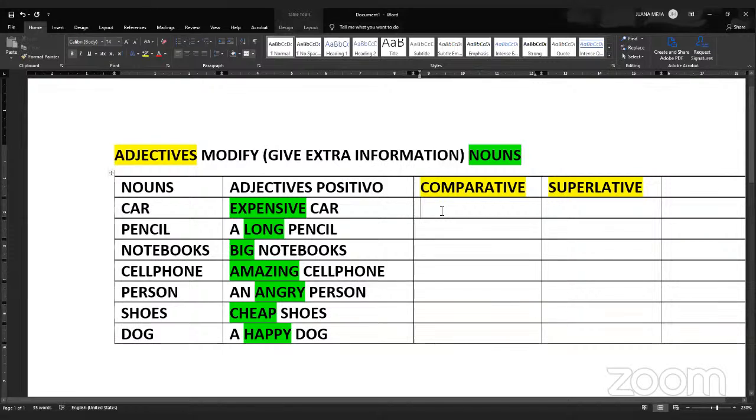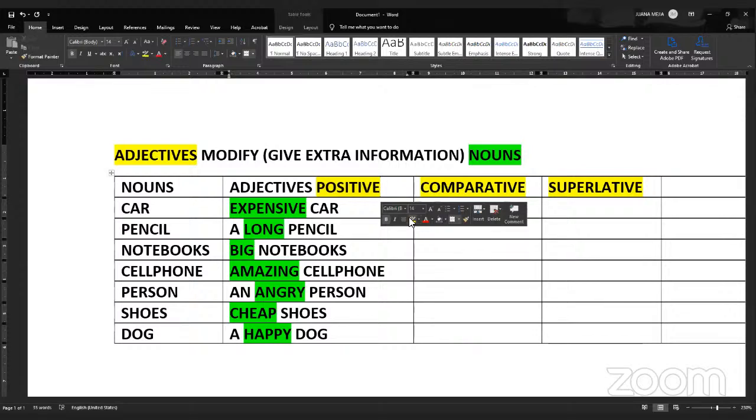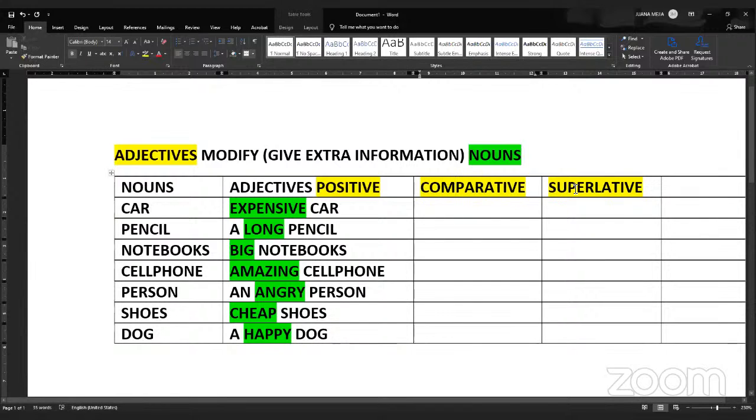An adjective has three different degrees. Degree number 1, positive. Degree number 2, comparative. And degree number 3, superlative. I repeat, adjectives have three different degrees: positive, comparative, and superlative. This information will be our topic for today's class. All right, so we're going to focus on column number 2, comparative.